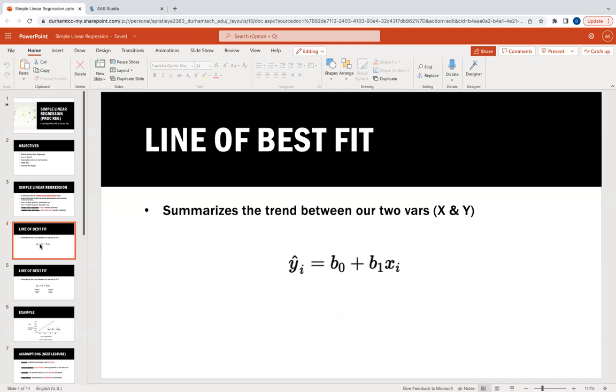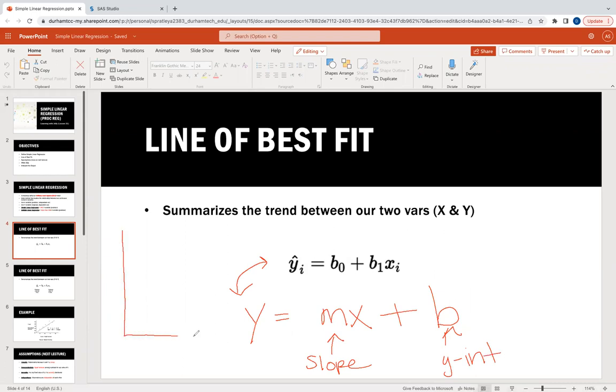Okay. So let's talk about that line of best fit. Some of you may have seen a line of best fit like y equals mx plus b. You'll notice that the simple linear regression model really looks just like this, where the m was some type of slope, and the b was the y-intercept. And the y-intercept just meant where your line crossed the y-axis. So for instance, if I had something like this, the y-intercept would be here, exactly where it crossed that y-axis. A lot of us have seen this type of equation in algebra.